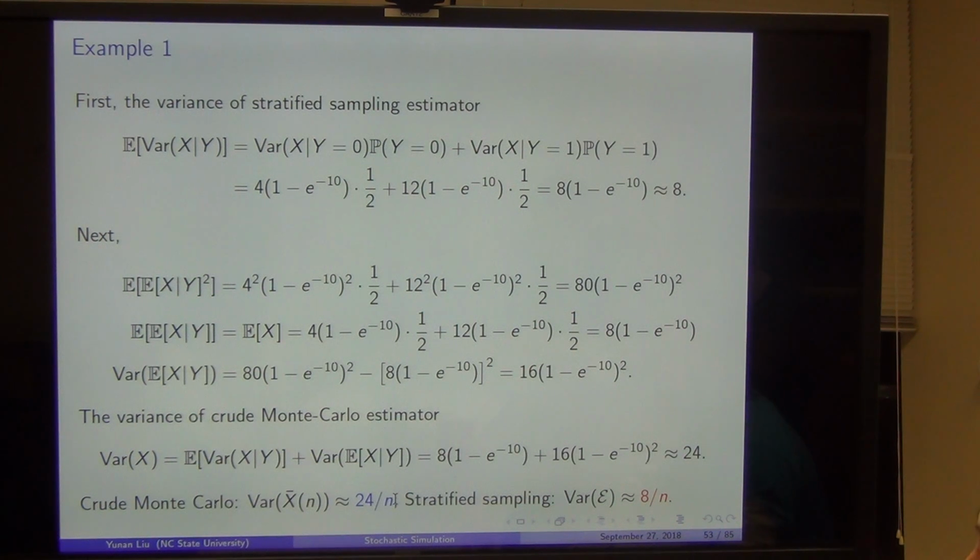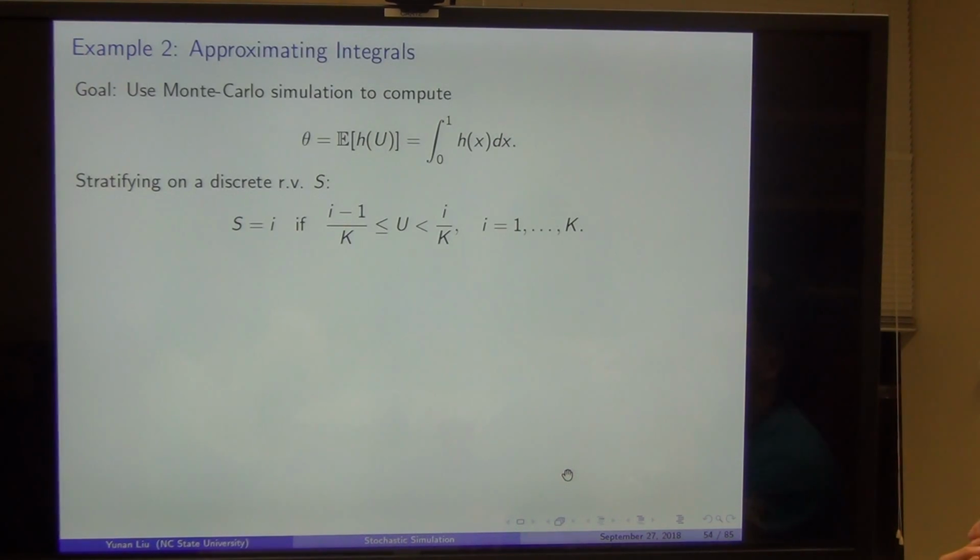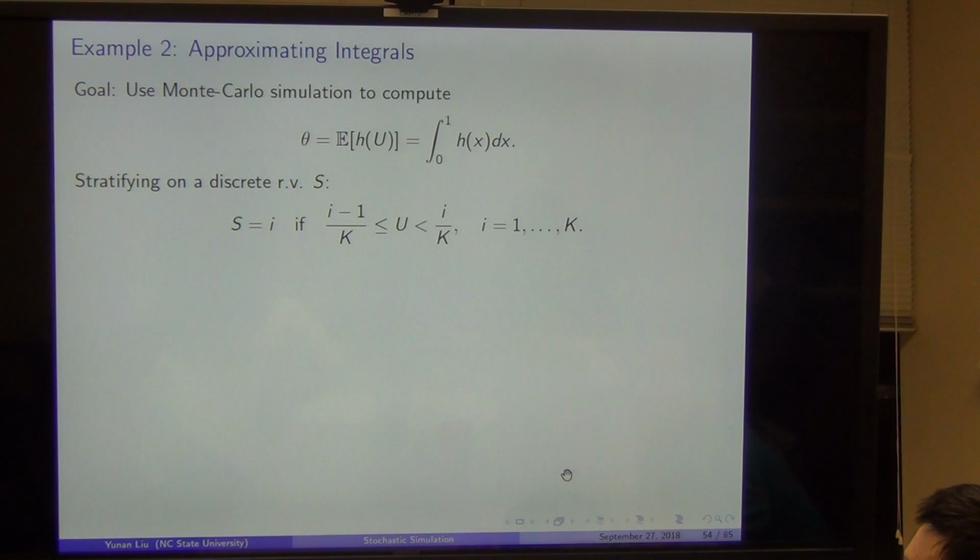Variance compared to this stratified sampling estimator, right? Of course, this is the estimation of a single copy, single replication. If you have a simulation budget of n, then it's 24 over n and 8 over n. So you see significant variance reduction. Example 2: approximation of integrals.